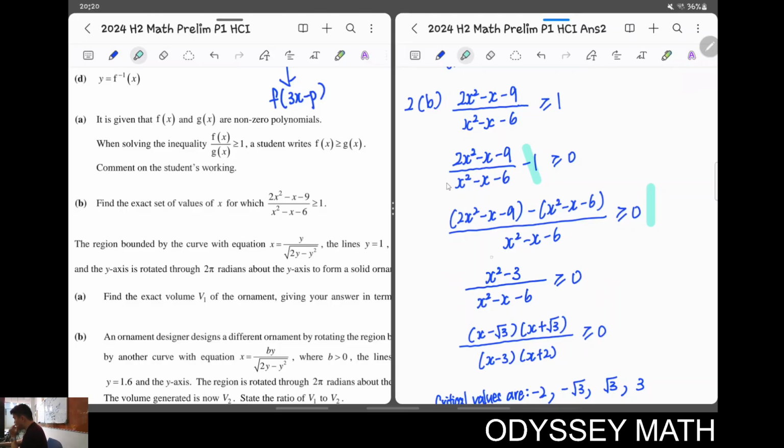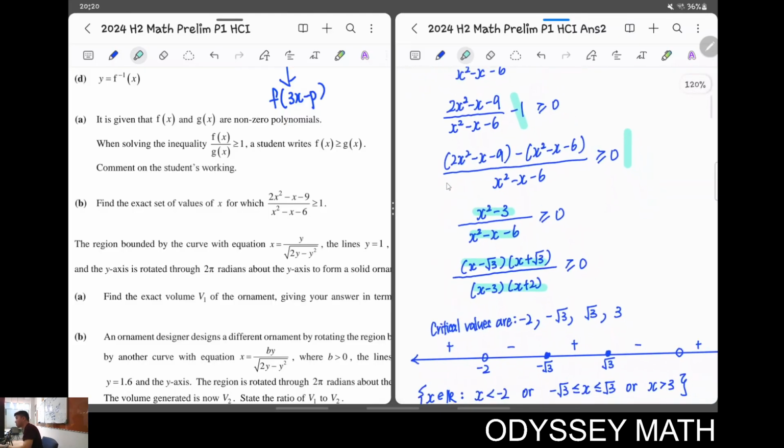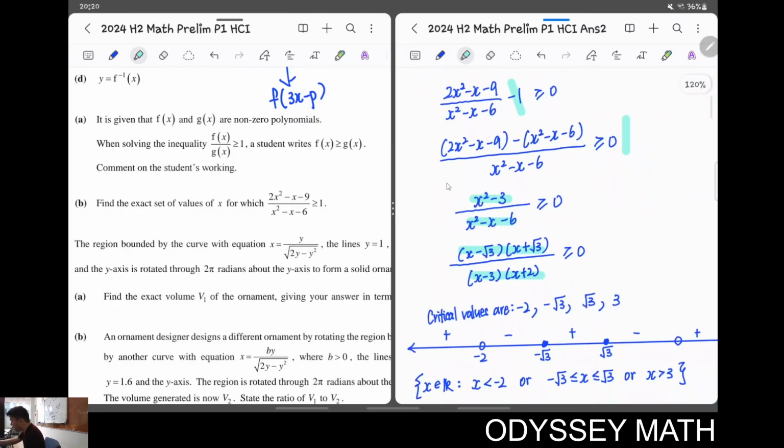The important thing would be to factorize it into many linear expressions. So here you use a square minus b square. Here you factorize as per normal. You identify the critical values that make all these linear factors 0. So the critical values are -2, minus square root 3, and 3.